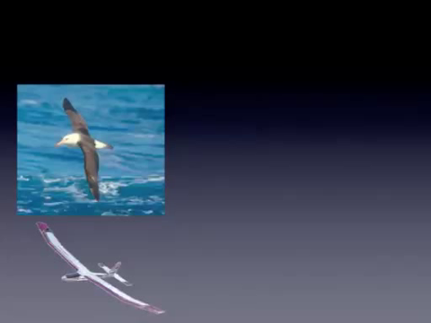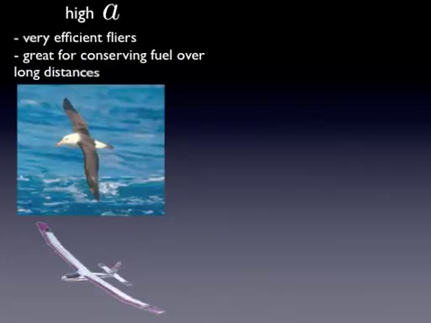And then below it is a glider, which is such an efficient aircraft that it doesn't even need forward propulsion. Gliders can only work if there are updrafts that it can take advantage of, but a good pilot has no problem making use of that. So you can see right off the bat, these are long, skinny wings, high aspect ratio. They're very efficient, and these are great for conserving fuel over long distances. The glider is so efficient, it doesn't need any fuel.